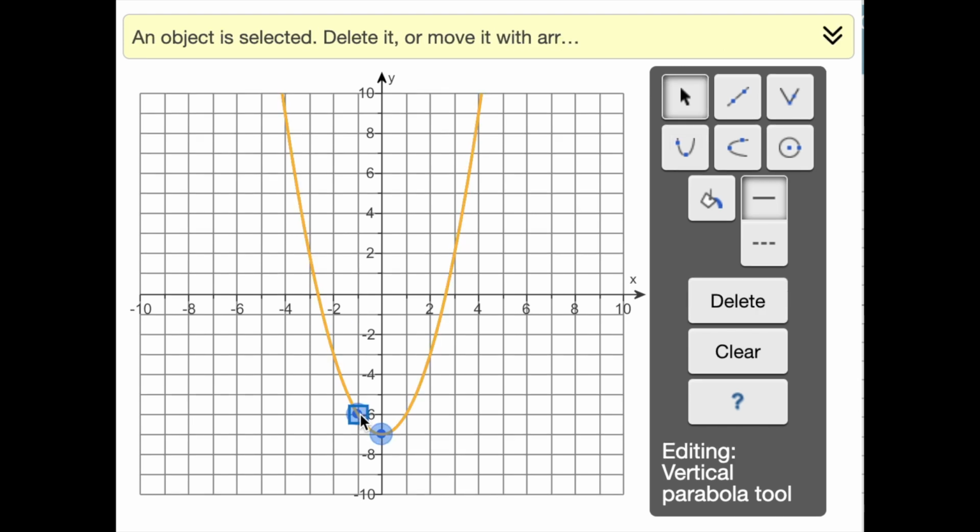Now we did want this parabola to be a dotted line, so we're going to choose this dotted line tool, and that makes the parabola dotted. So we can toggle back and forth between solid and dotted with these two buttons.